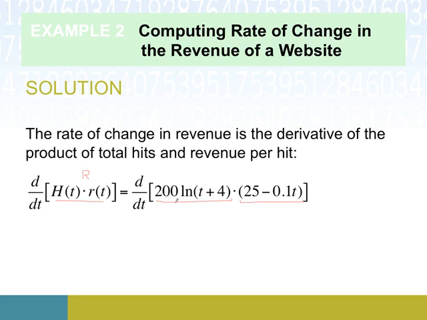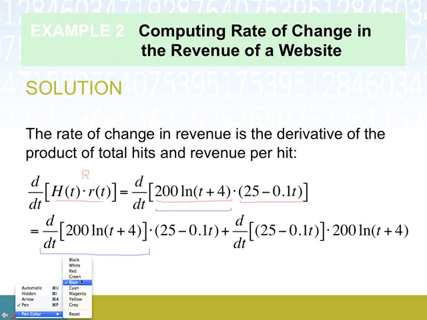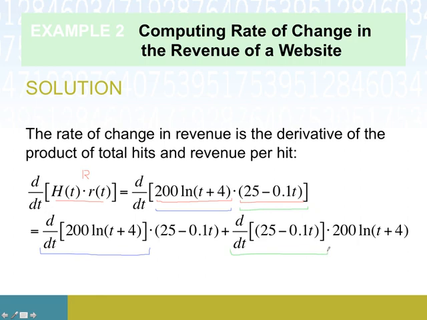Okay, but staring at this, I see that there are things with t's in it: natural log of t plus 4, and then another quantity with t in it. So I'm going to have to use the product rule. And I'll do it such that we're taking the derivative of one of these expressions. I guess I'll take the derivative of the 200 piece first. Then we'll leave the other one alone, and then we're supposed to do the other combination. So if we take this guy, the derivative of 25 minus 0.1 t.